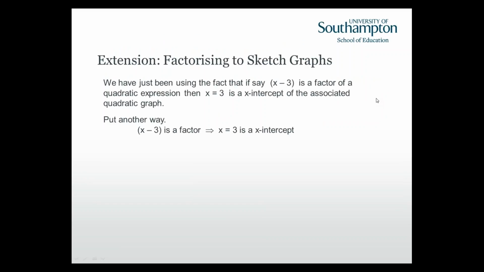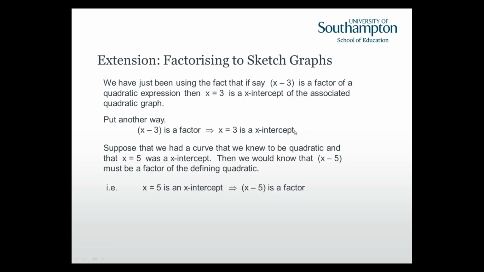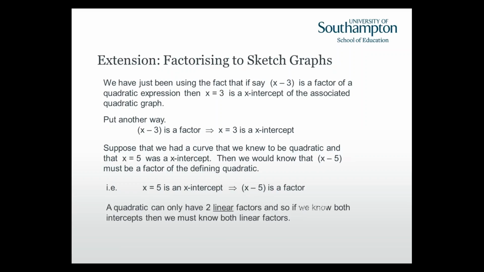So this is going the other way. We've been factorising sketch graphs by saying, okay, if x minus 3 is a factor, then x equals 3 is that x-intercept, that's the root. What that means is if you are given a graph and you can see that x equals 5 is one of the intercepts, you know that x minus 5 is a factor. So you could take both the x-intercepts, make them into factors, and then you found your quadratic function associated with the graph.